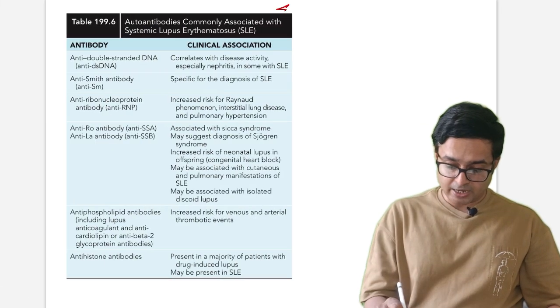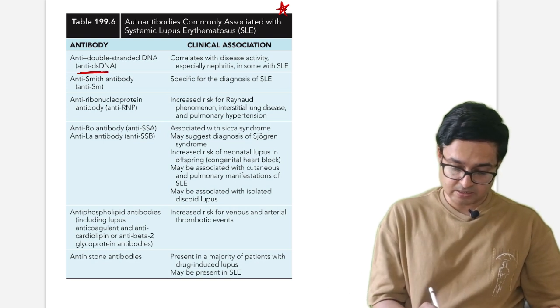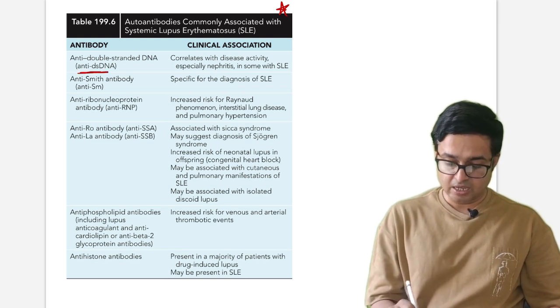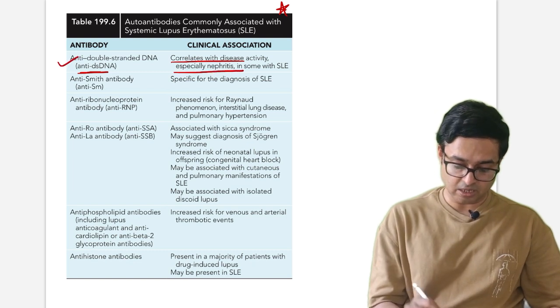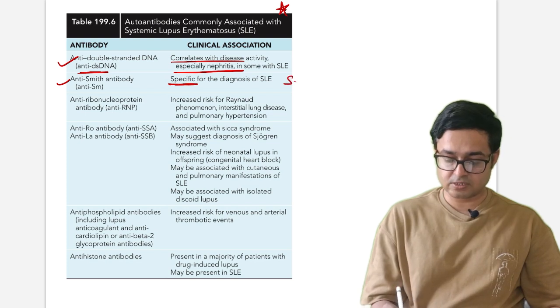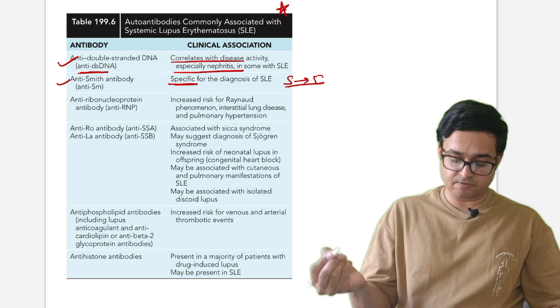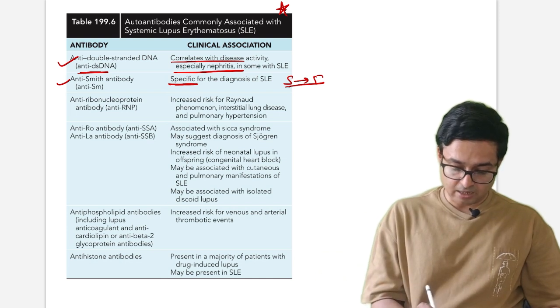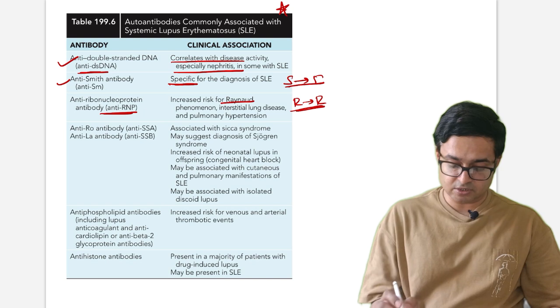Okay, antibodies, this is an important table. Anti-dsDNA, we discussed, this is anti-double stranded DNA. This correlates with disease activity, especially nephritis. Okay, anti-Smith, S for specific. So this is a kind of mnemonic. Anti-Smith antibodies are specific. Ribonucleoprotein, anti-RNP antibody, R for Raynaud disease, so R to R. Okay, you can remember this.